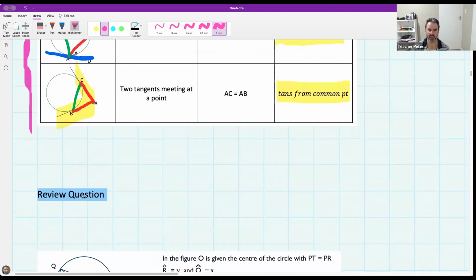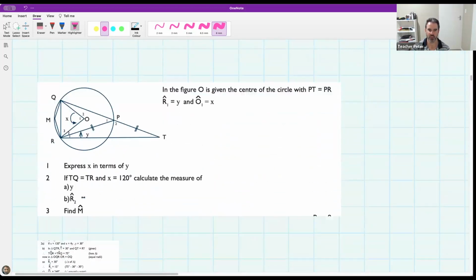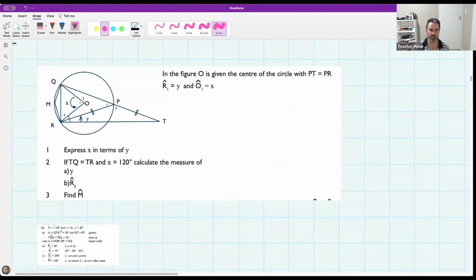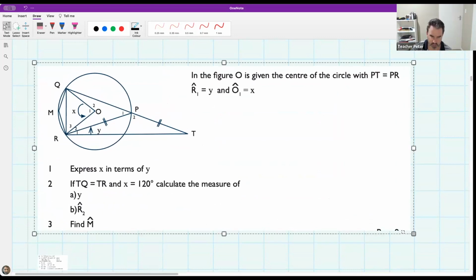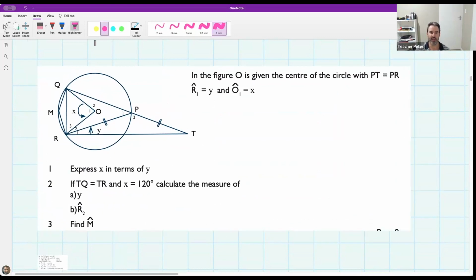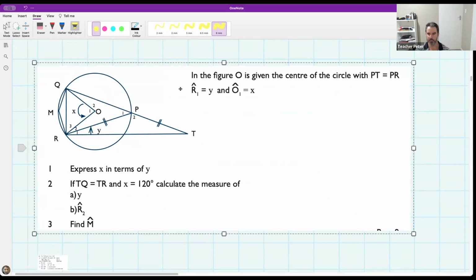So, but before we get there, let's start with this review question. And I want us to all zone in and think about what are some of the theorems that may be involved in this drawing. I want everyone to put something in the chat of some sort of theorem or fact that might be involved in this question.